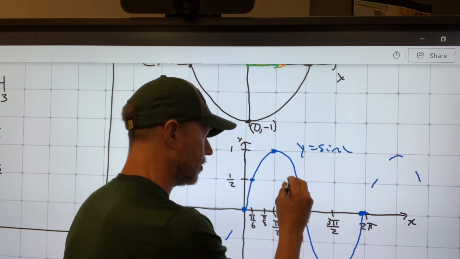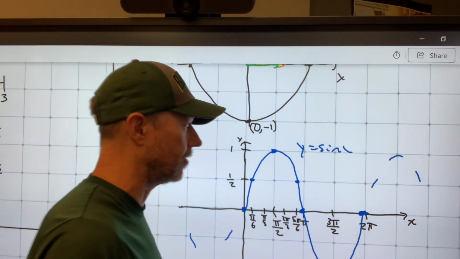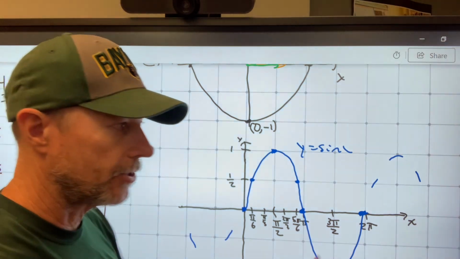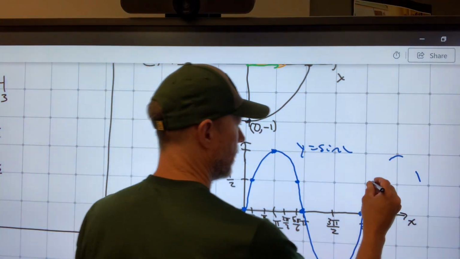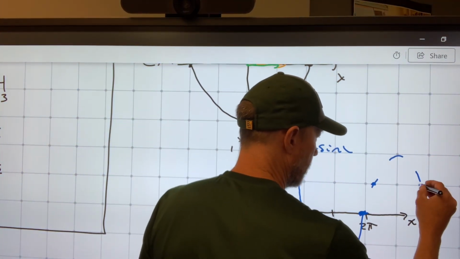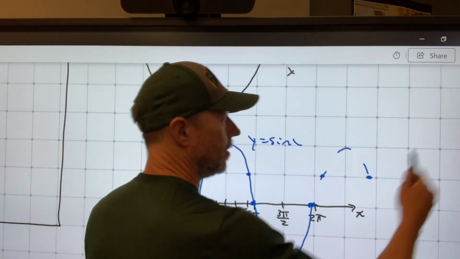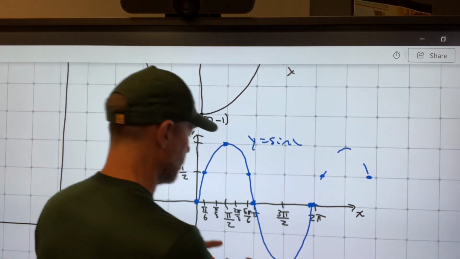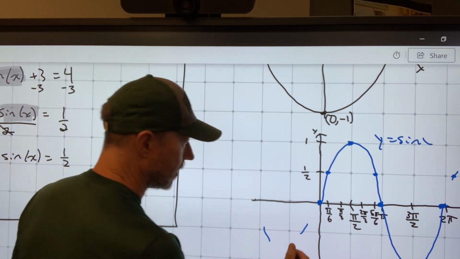And we see that there's 2 in the first cycle. But of course, there's going to be a second cycle. So there's going to be another solution here and another one here. And then there's going to be a 3rd cycle and a 4th cycle. And there's going to be a cycle on the negative side.